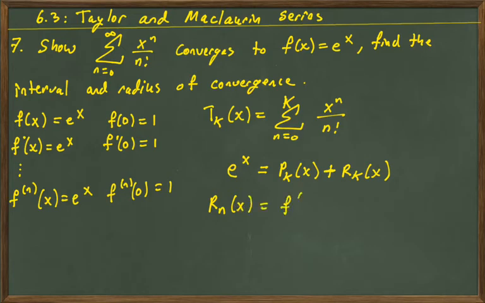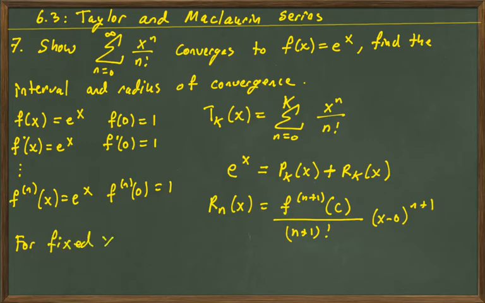So the remainder is equal to the n plus 1 derivative evaluated at c over n plus 1 factorial times x minus 0 to the n plus 1, where c is between x and 0. So for a fixed x, e to the x is going to be less than some M, whatever interval we're on, from 0 to x or x to 0, e to the x is going to be bounded on that interval, and so we can bound it by M.